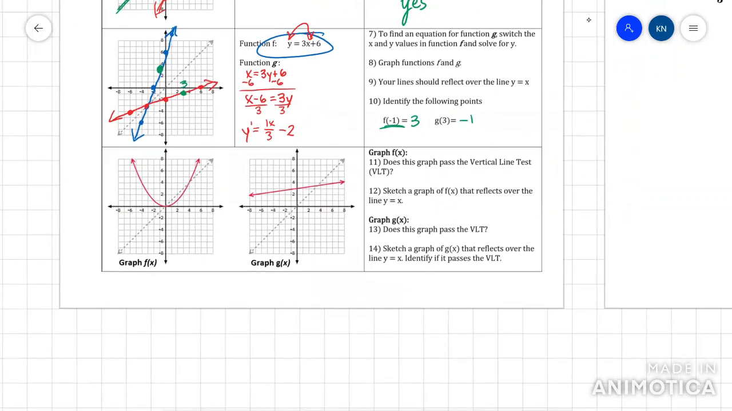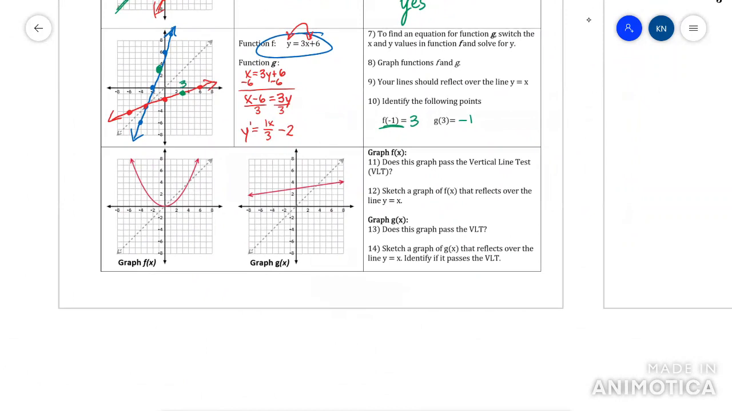Okay, and then these last two. Does this line pass the vertical line test? Yes, it does. It does not hit twice anywhere on there. So sketch a graph that reflects over the line y equals x.